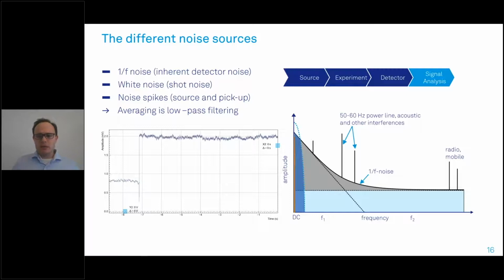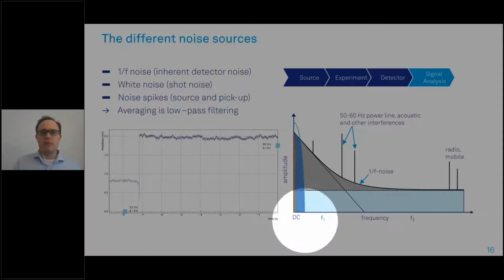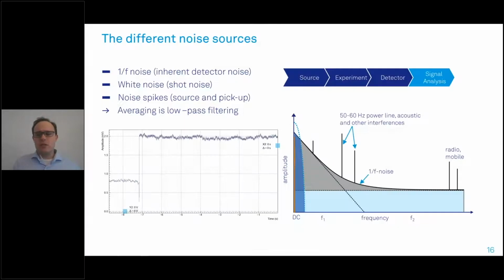Now, we mentioned at the beginning that we can just average our noise to increase our signal to noise ratio. But averaging is nothing else than low pass filtering. If you look on the right-hand side, here we depict a low pass filter. Unfortunately, a low pass filter will always be at the place where we have the highest noise contribution, close to DC. So what we want to do is shift it out into the regime where we have less noise.